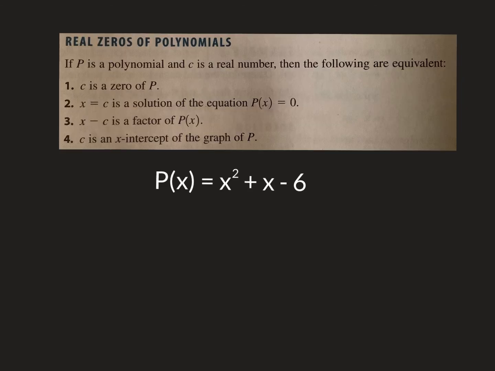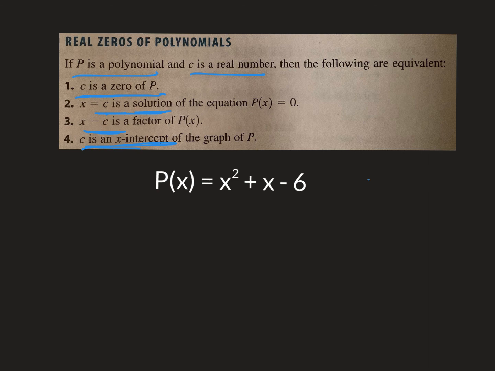Right, zeros, big slide here. The real zeros of a polynomial: if p is a polynomial and c is real, then the following are equivalent. Okay, if c is a 0, then c is also a solution. Those are big deals. If c is a 0, c is a solution, and c is an x-intercept. Those three words all represent the same number. A 0, a solution, an x-intercept, all the same number. A factor would be x minus c. Okay, so let me just show you what I'm talking about here, but all those words mean the same thing.